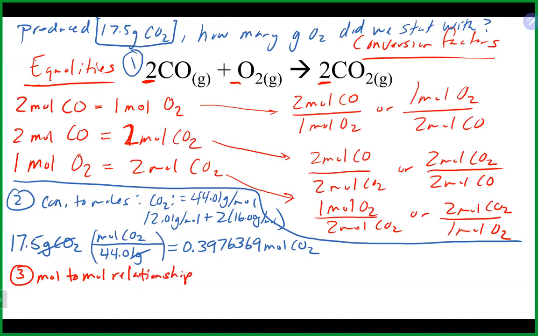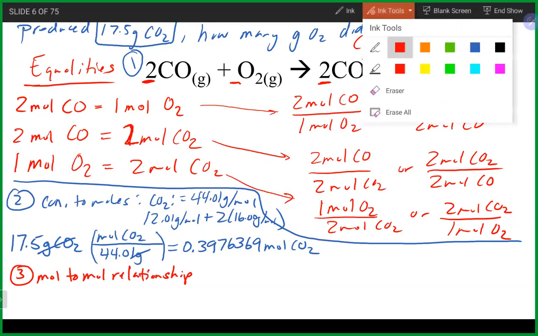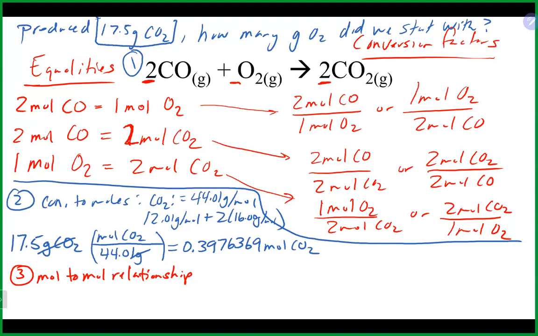And when we go to the equation, we're basically looking for the two things we're interested in. One thing you're interested in is whatever they gave you. In this case, they gave you the grams of CO2, so we're definitely interested in CO2. And we're also interested in what we're trying to find, which in this case is O2. So those are the two things we're interested in.